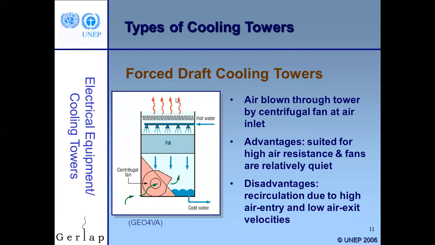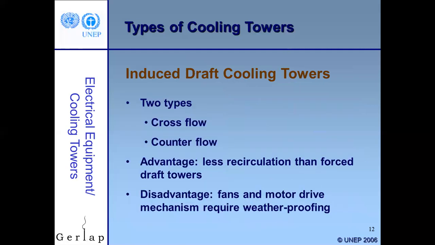And so it's much easier to get recirculation with a forced draft tower, and that is a major downside of them. Okay, moving on to induced draft towers. Like we said, there's 2 types, cross-flow and counterflow. One advantage is that you're much less likely to have recirculation than the forced draft towers.